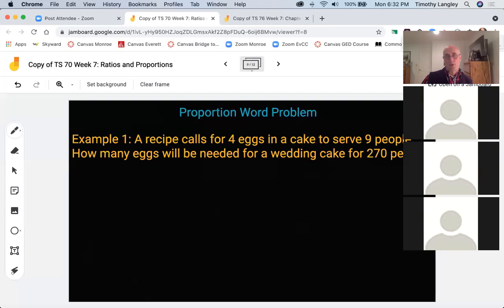If the first ratio is 4 eggs over 9 people equals, they want to know how many eggs. So you could use X for that, or A, any variable you want, over 270. If I wrote it out, I got a ratio of 4 per 9: 4 eggs in my recipe for every 9 people.